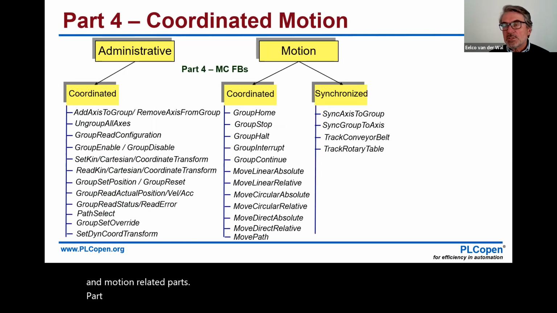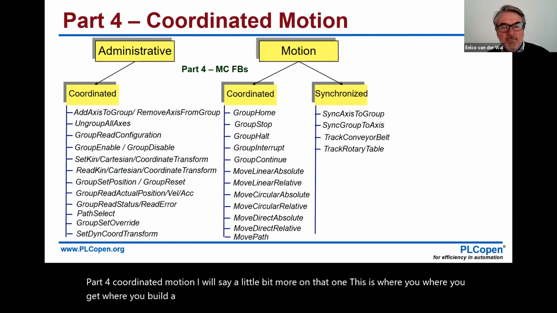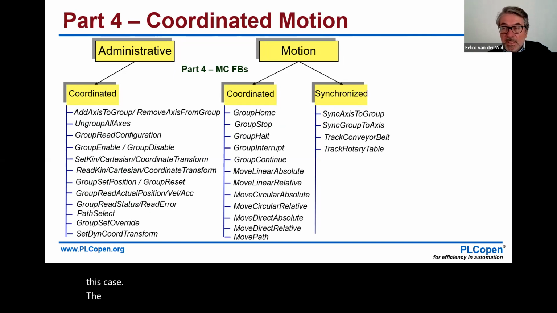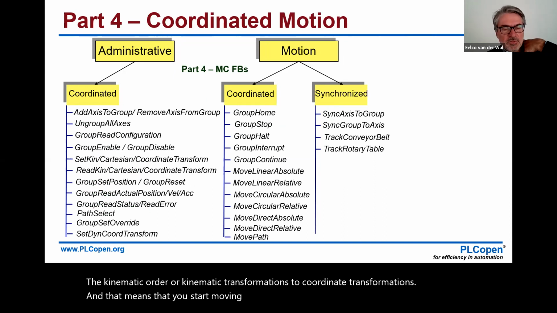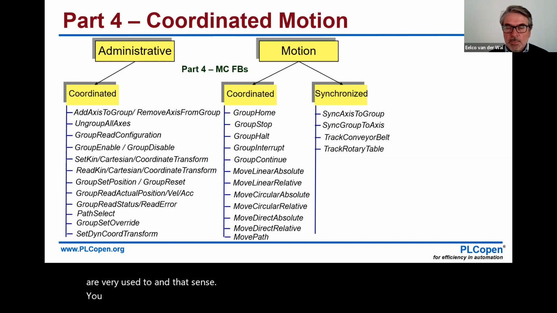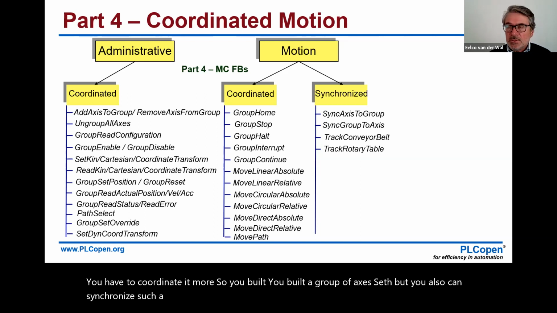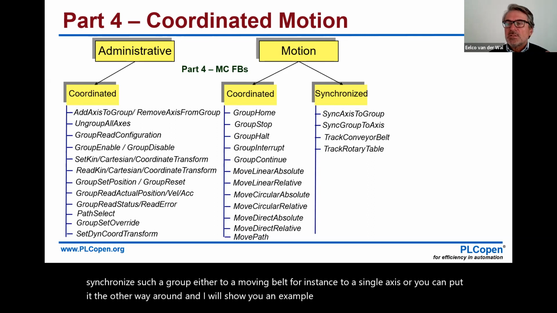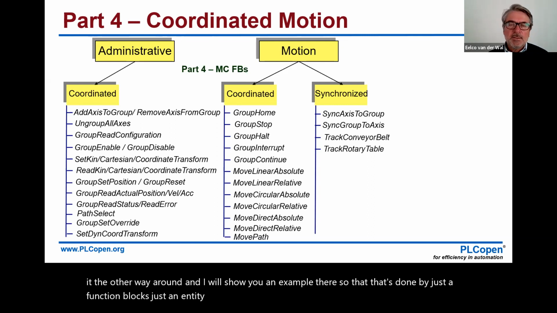Part 4, coordinated motion, I will say a little bit more on that one. This is where you build a group and you set the coordinate transform, in this case the kinematic transformations, the coordinate transformations. And that means that you start moving with a group. Think about robotics, like you guys are very used to in that sense. You build a group of axes, but you can also synchronize such a group, either to a moving belt, for instance, to a single axis, or you can put it the other way around. And I will show you an example there. That's done by just a function block, so just an entity, you get it all done.